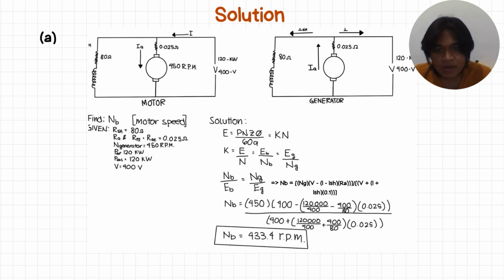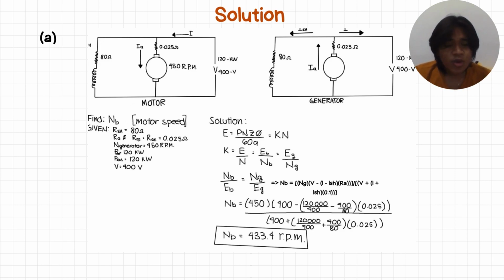So given R shunt is equal to 80 ohms, the combined resistance of the series of the field and the armature is equal to 0.025 ohms. The speed of the generator is 450 rpm. The power absorbed and the power delivered is 120 kilowatts and the voltage is 400 volts. Knowing that, this is our solution.